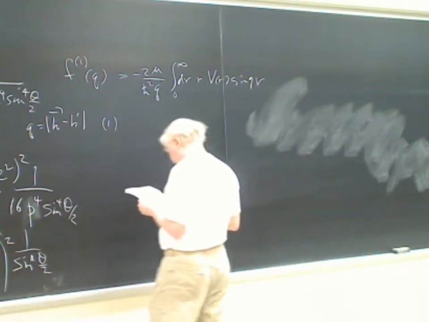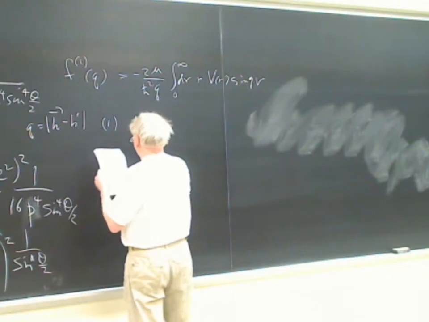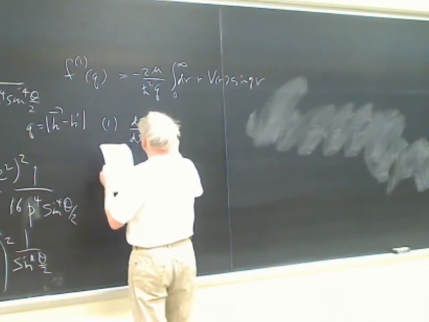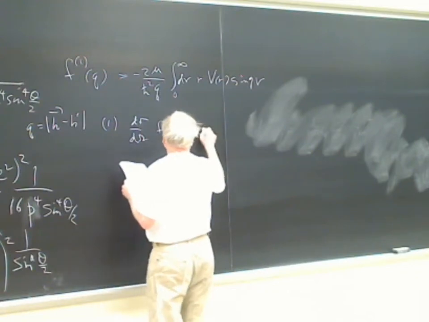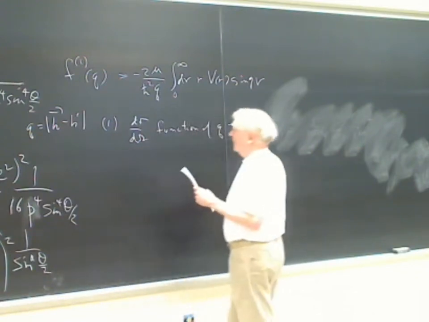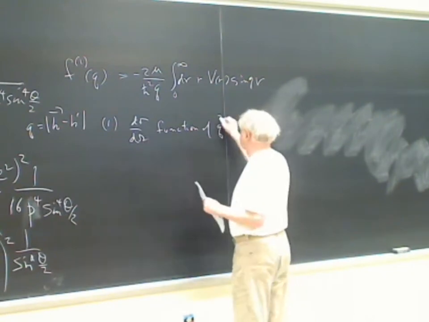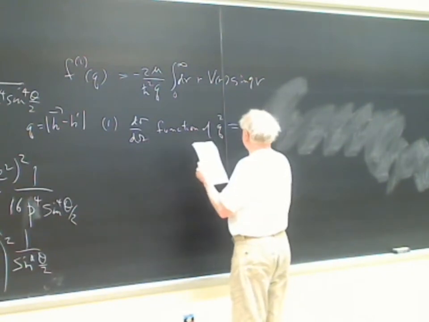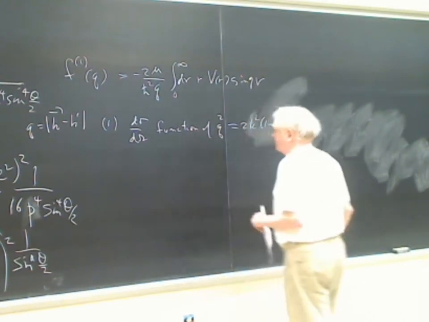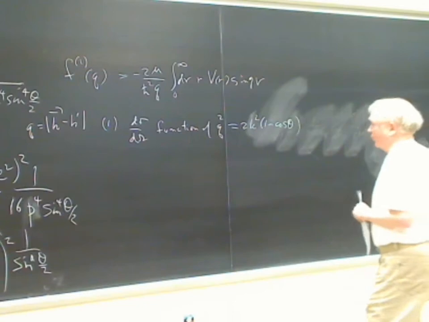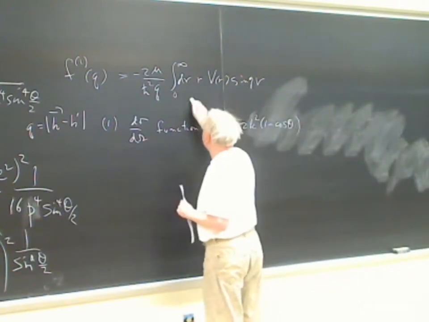One, d sigma d omega is a function only of q, and q squared is 2k squared times 1 minus cosine theta. So this is for a spherically symmetric potential.